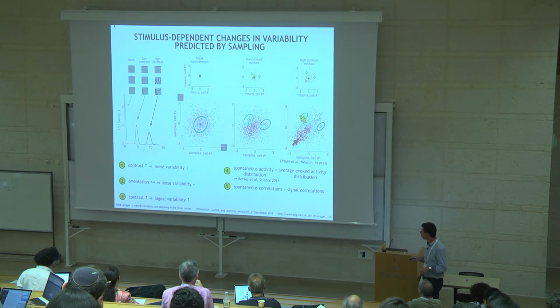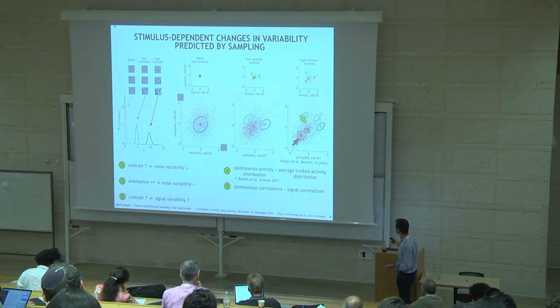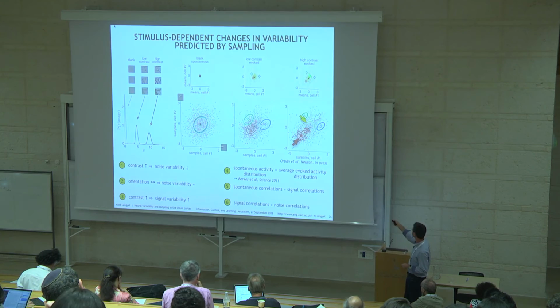Okay, finally, spontaneous correlations. We can also show, with a relatively simple piece of algebra, that we expect spontaneous correlations, that's the black ellipse, to be similar to signal correlations. So the shape of these ellipses should be the same. And the signal correlations are actually the yellow ellipse here.